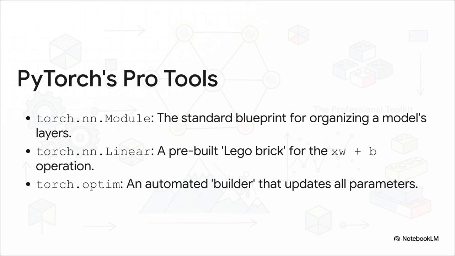First, you've got torch.nn.Module. Think of this as the standard blueprint, the master plan for organizing all your model's layers. Then you have torch.nn.Linear. This is one of those pre-built Lego bricks we were talking about. It just handles that common XW plus B operation for us perfectly every time. And finally, there's torch.optim. This is like an automated builder that takes care of the whole update process for all the parameters, no matter if there's 2 of them or 2 billion.